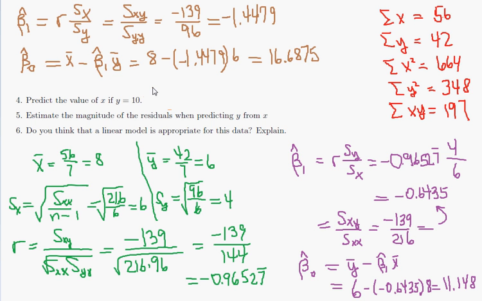And so our regression line, if y is known and x is being predicted, is going to be 16.6875 minus 1.4479 times y. And so finally, for problem number 4, if y is equal to 10, I would have that my predicted value of x would be 16.6875 minus 1.4 times 10, so 14.479.